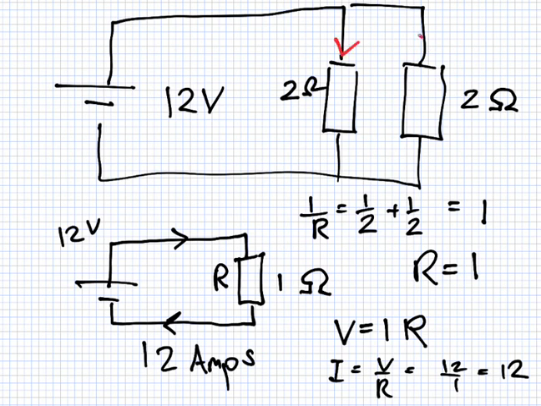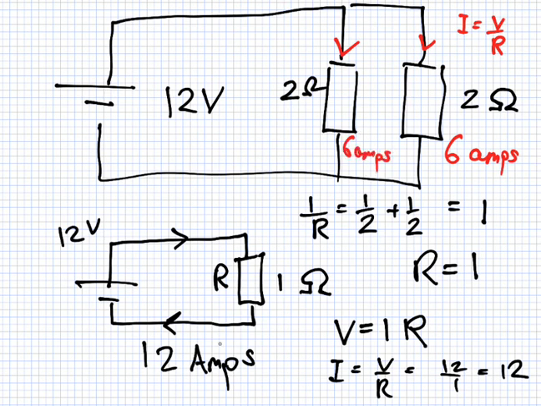each of these. What's the current? So what formula could I use? Well, I could use V equals IR. So then what does I equal? I equals V over R. So what's the voltage here? 12. And what's the resistance? 2, so what's the I? 6. So this would be 6 amps. And this one here is 6 amps.